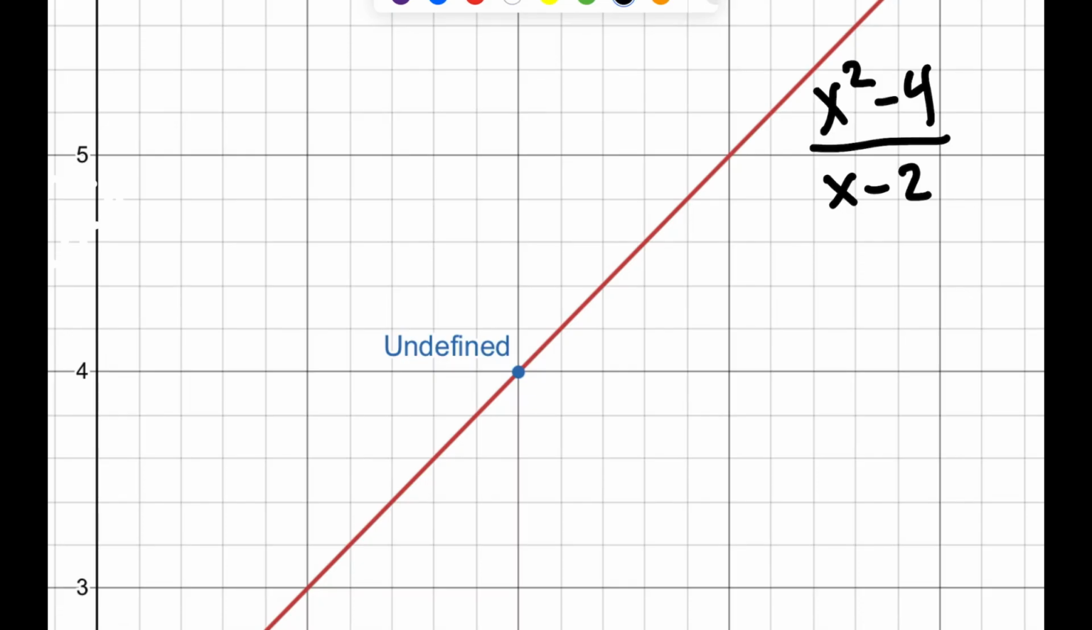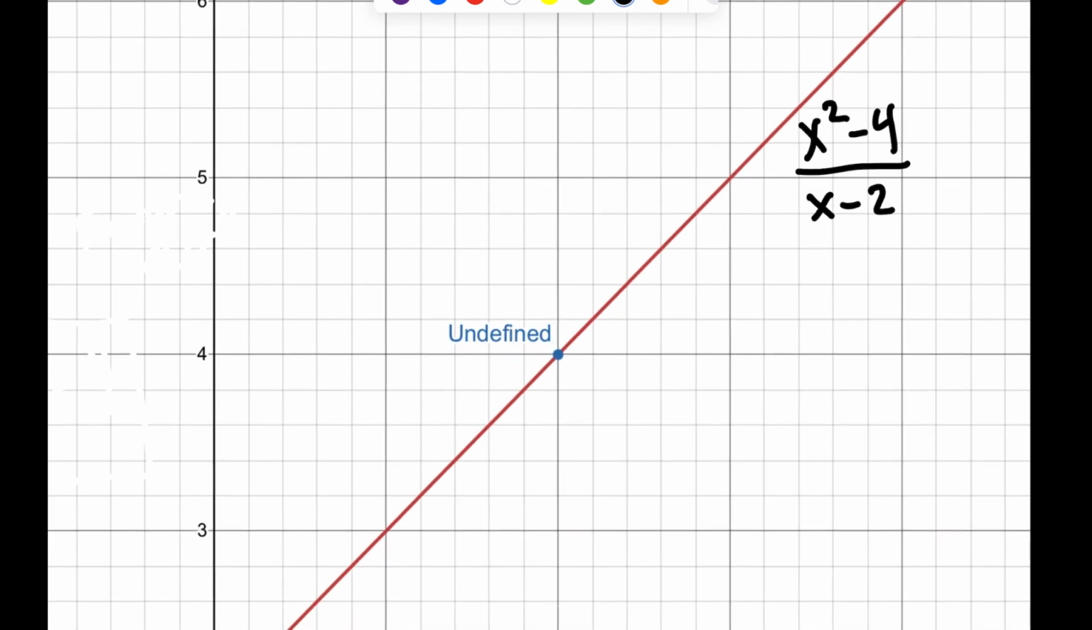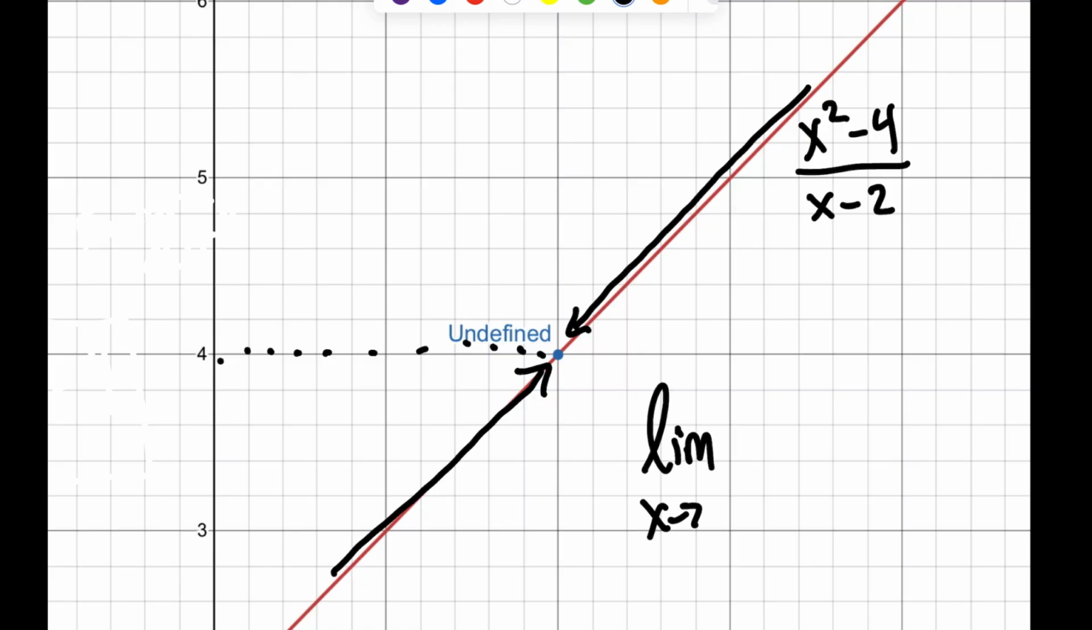And geometrically, this is what the graph of x squared minus 4 over x minus 2 looks like. And if you take a look, as we get really close to 2, we see that from the left and the right, although it's undefined at the point, our limit does get really, really close to 4. Therefore, the limit as x goes to 2 of this function does approach 4.